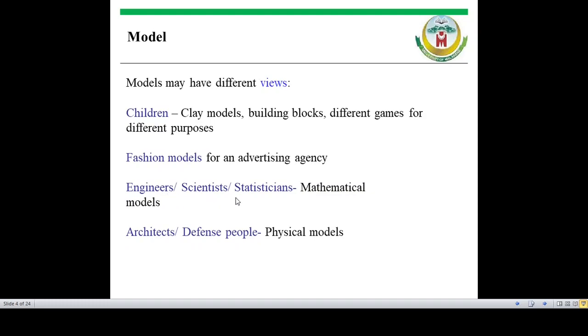In engineering and science, we use mathematical models, and these mathematical models represent some systems. Architects and defense people use physical models. For example, in defense, they represent a city through some maps.